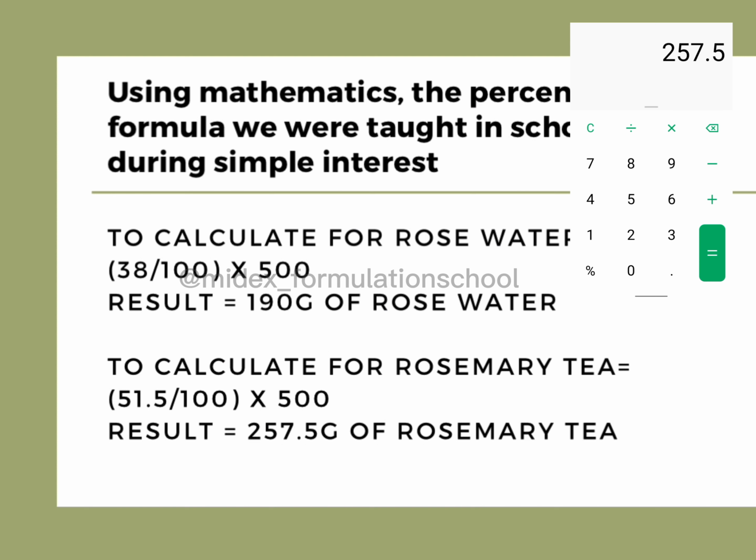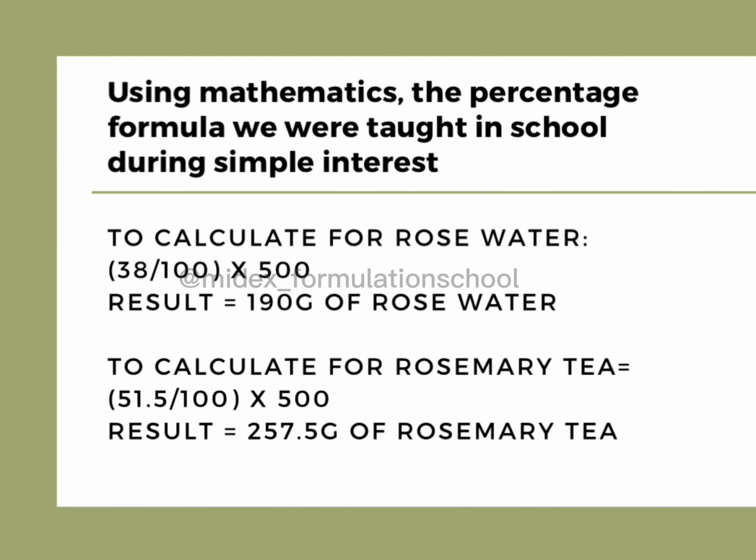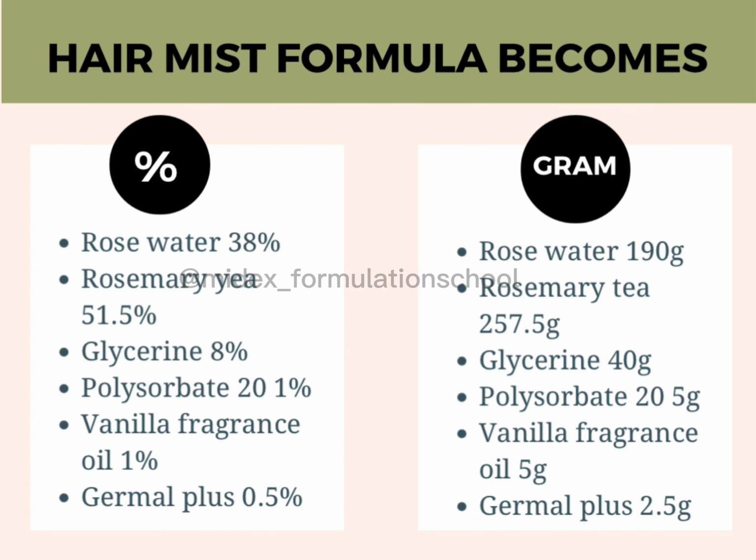So, for example, if you're going to be using 1% of a particular, let's say 1% of fragrance oil in this formulation, what are you going to do? That'll be 1 over 100 times 500 gram. Very, very simple. So after doing this, you would see that rose water in percentage now has been converted to grams. You can see that rose water 38% has been converted to 190 gram. Rosemary tea 51.5% is converted to 257.5 grams, and so on.